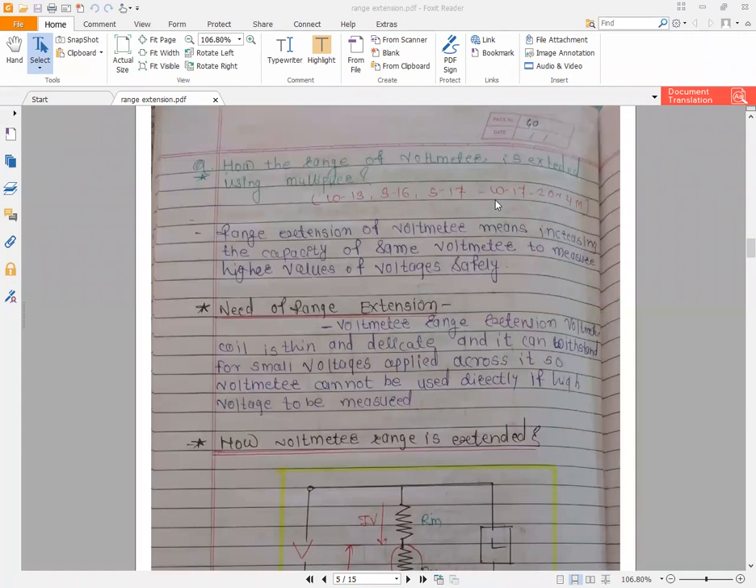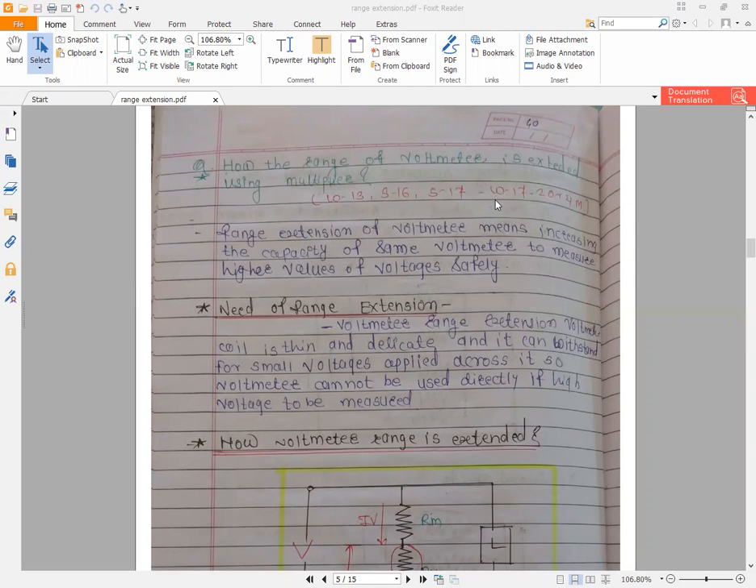So with the same range of the voltmeter, we have to increase the capacity of that voltmeter to measure high values of voltage without any danger. So, the need of the range extension. What is the need of range extension?